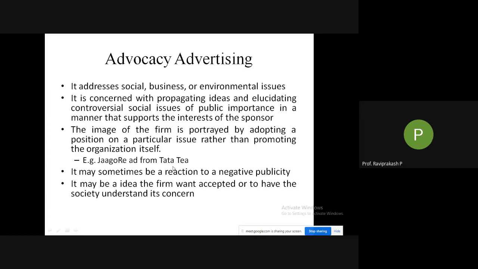If there is a misconception about something, the company or organization comes and takes a side, and it will tell you why it is taking this side. It is basically trying to make society accept that particular idea. Okay, that is advocacy advertising.